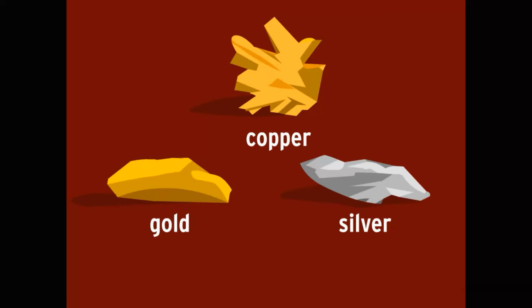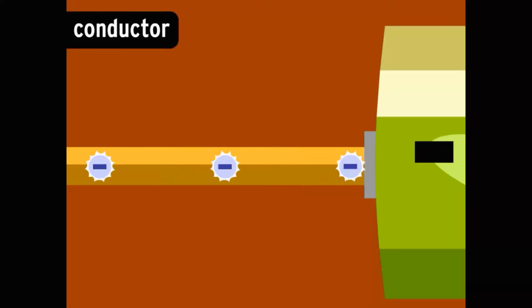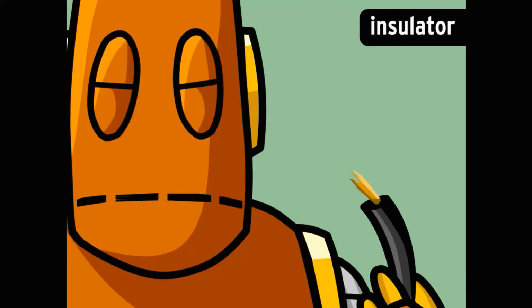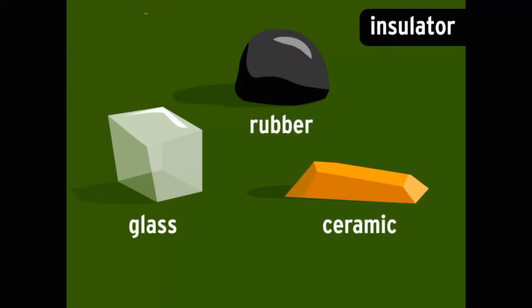The electrons need a path made of a good conductor, which is any material that allows electrons to move through it easily. Most metals make good conductors, so we use metal wires as a path in electric circuits. The wires are surrounded by rubber or plastic because those materials are good insulators. Insulators are kind of the opposite of conductors. They're materials that electrons have a hard time flowing through.